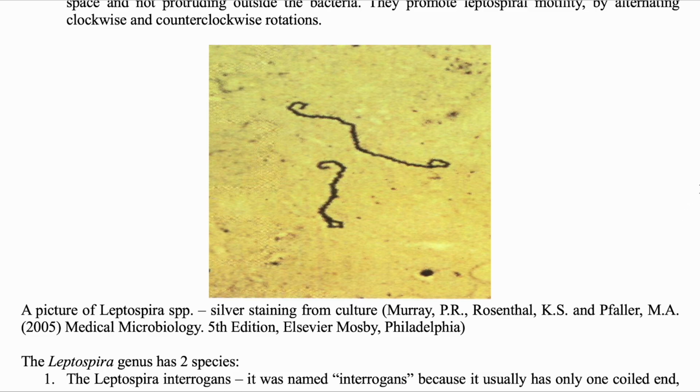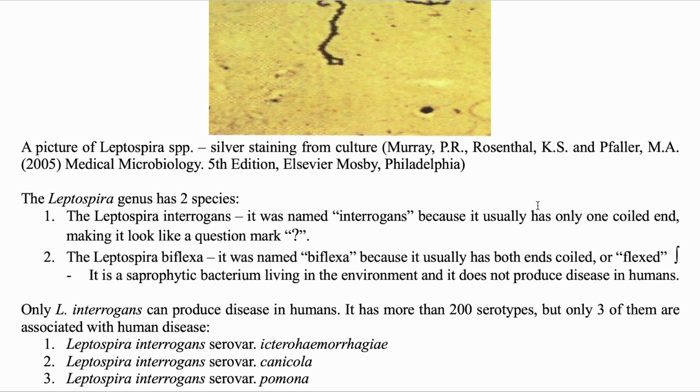I found this beautiful picture of a silver stain from a Leptospira culture. You can clearly see the coiling and the contorted ends. I have a few more beautiful pictures and graphs, you will see them a bit later in the video.